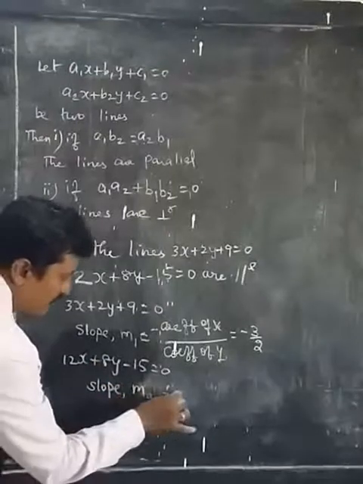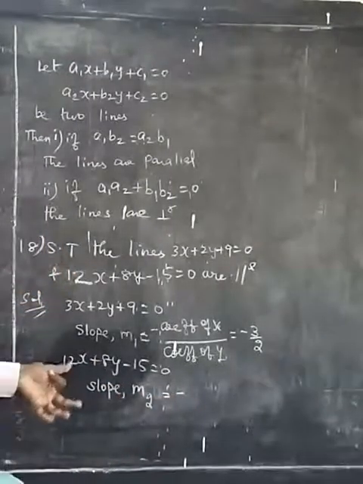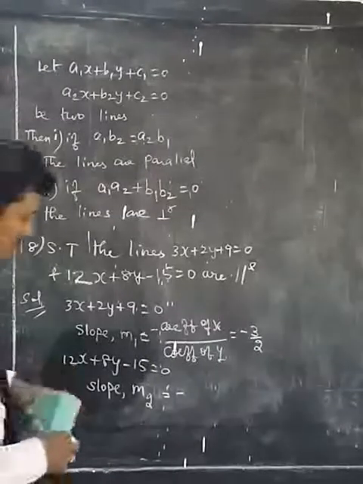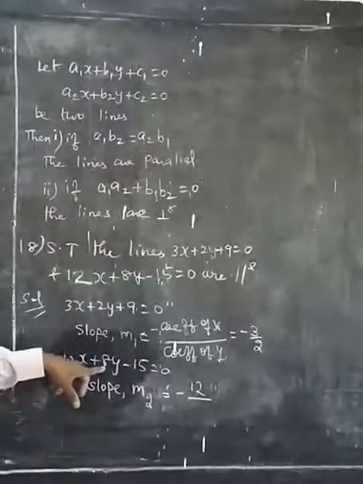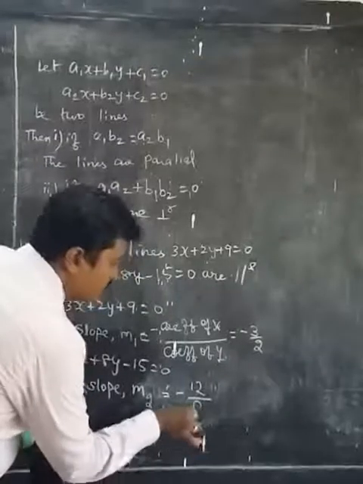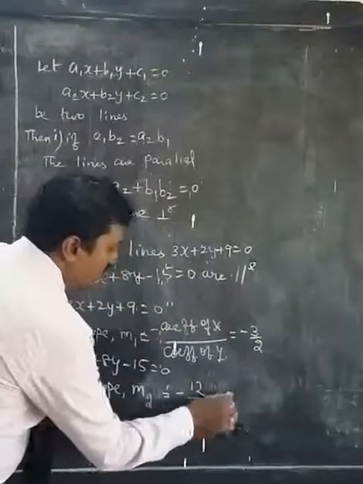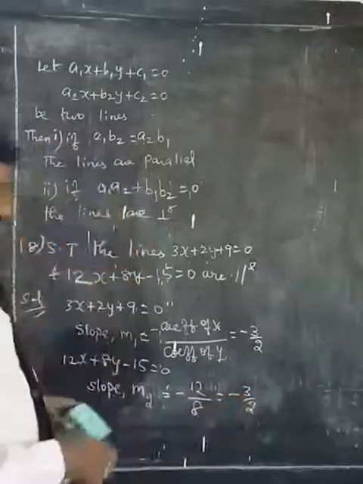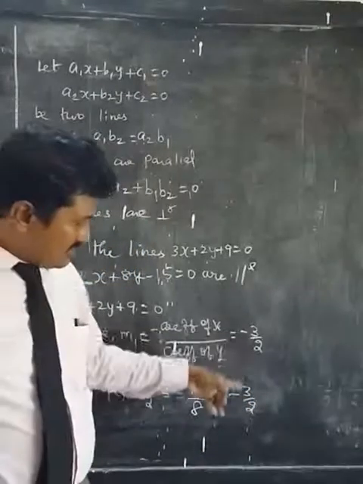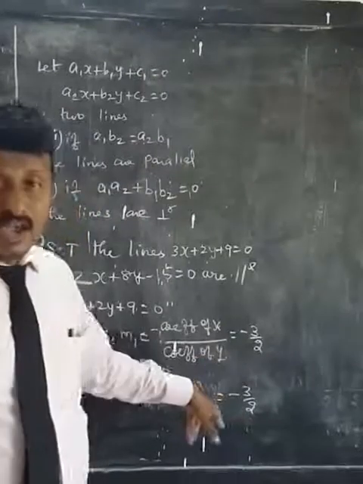Again the same formula, minus coefficient of x. What is the coefficient of x here? 12. So minus 12 divided by the coefficient of y, which is 8. We can cancel this in the 4 table, so it becomes minus 3 divided by 2. Yes or no? See the values here, they are equal.